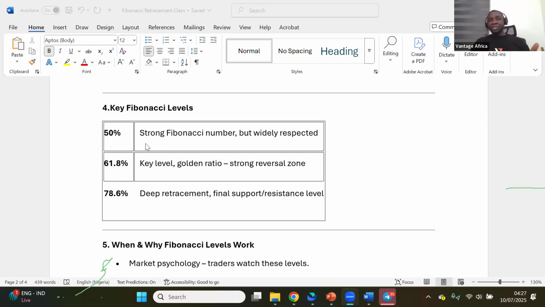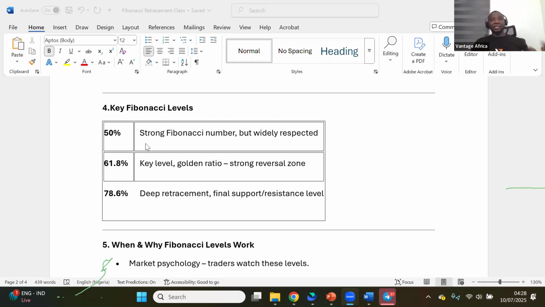Now, the next level, which is a stronger level, is what we call the 61.8 level. It's a key level. It's called the golden ratio. You either see it as 61.8 or as 0.618. Usually on TradingView, you see it as 0.618. When you are on MetaTrader, you see it as 61.8. It's exactly the same thing. So this level is very key because it's called the golden ratio. This is the place where price will reverse most of the time.